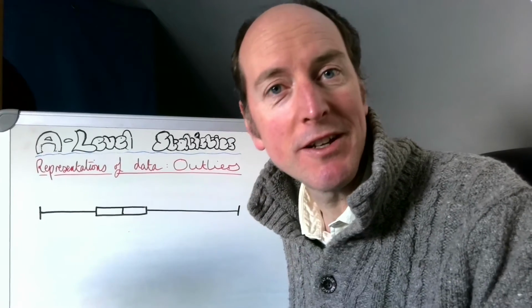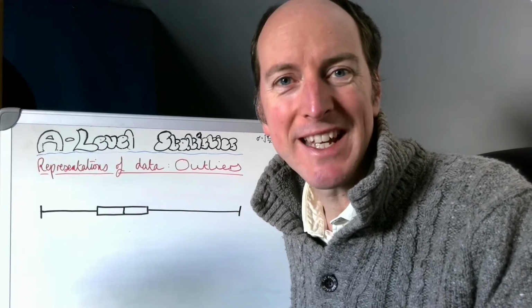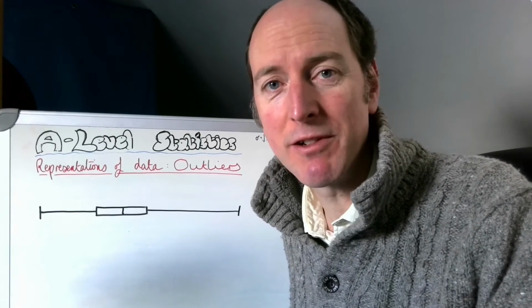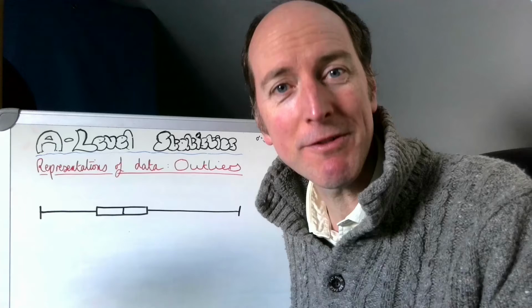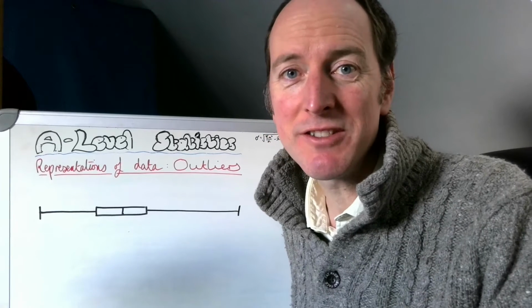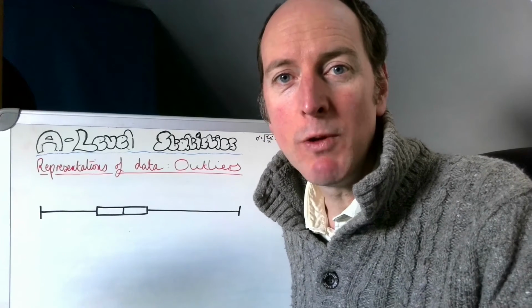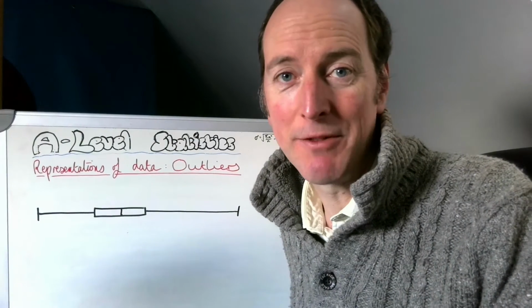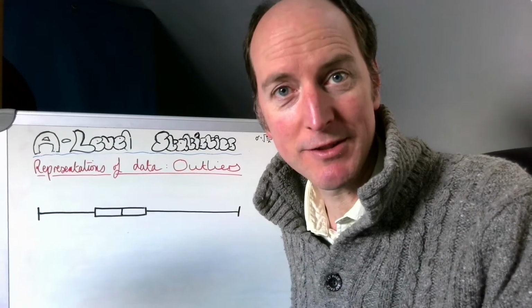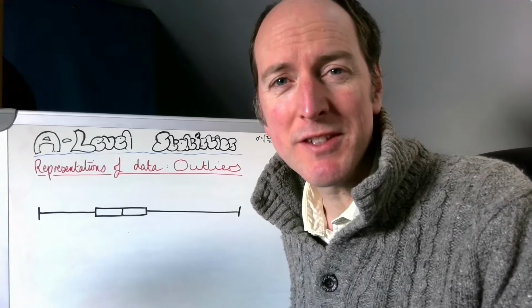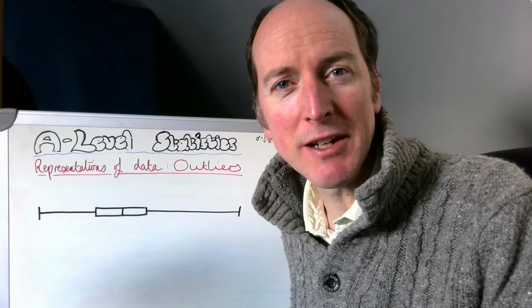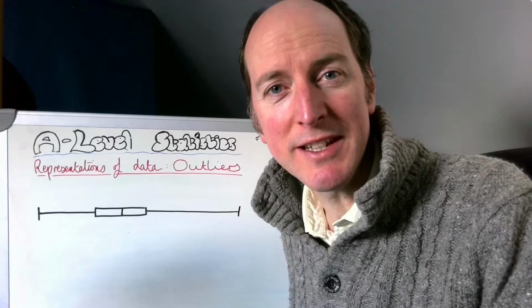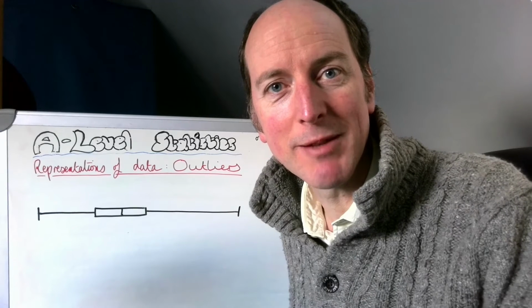We're on to a new chapter. It's called representations of data. We've been representing data in lots of different ways. We've been looking at how spread out data is, and today's just a continuation of that really. We're looking at those bits of data that are so far out that we maybe need to discount them, and they're called outliers. To do that, we're going to start thinking about a kind of diagram that you may remember from your GCSE days, the box and whisker diagram.